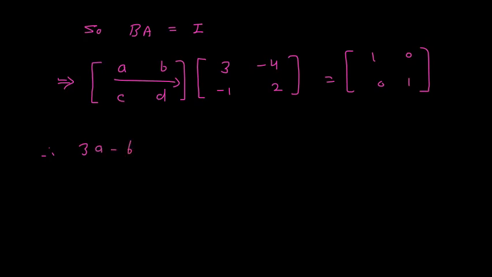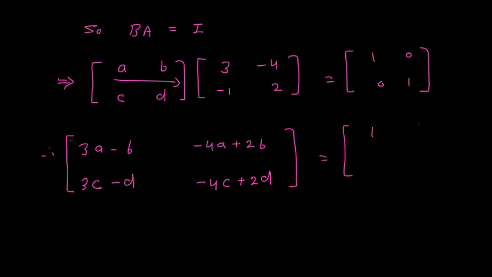So therefore we have 3a minus b as the first element, minus 4a plus 2b as the second element. This is 3c minus d, and this is minus 4c plus 2d. This is equal to [1 0; 0 1].